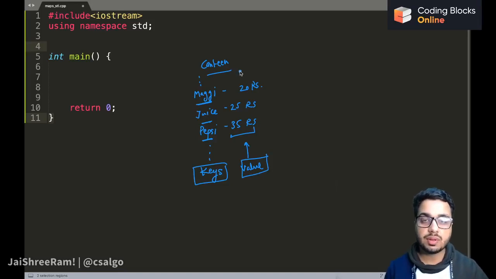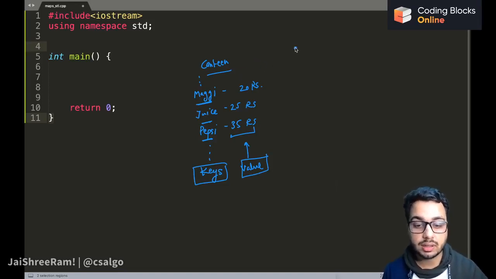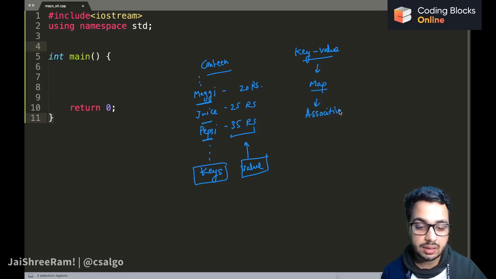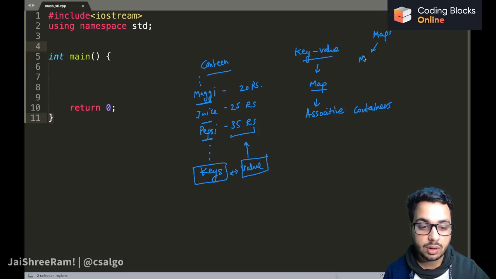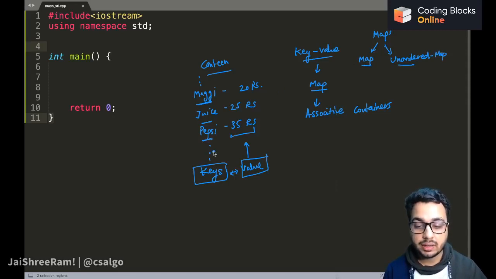Sometimes in real life we might need to store data in the form of key value pairs, and this is where the map comes into the picture. A map is an associative container that stores the mapping between key and value pairs. In C++ it offers two types of maps. One is a simple map, and there is another kind which we will discuss later on, called unordered map. The goal of the map is to store this key and value mapping.